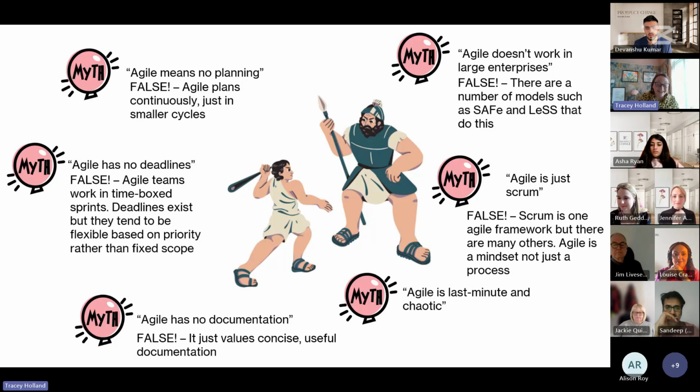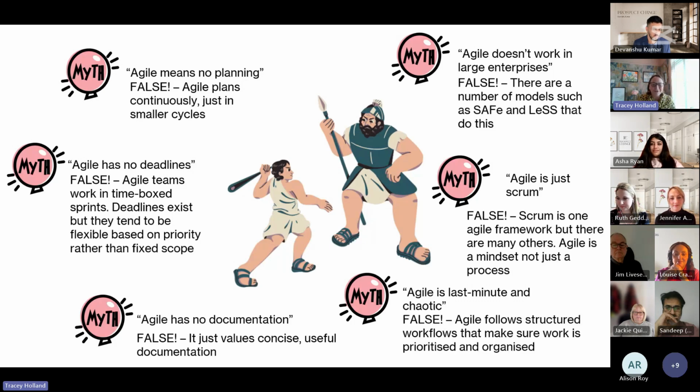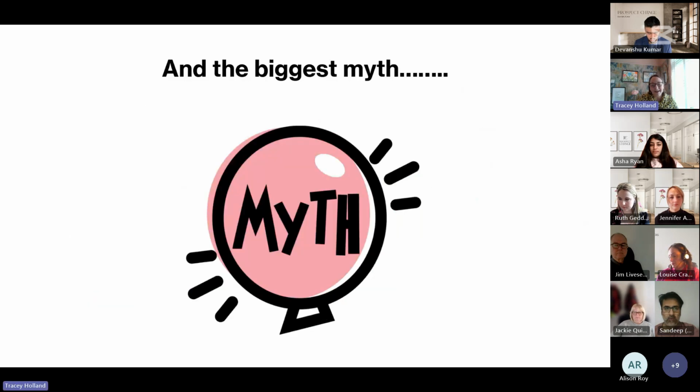And then the one that I used to think, actually, before I got to know Agile, is that it's just last minute and chaotic. Like, we don't need any plans. We're not beholden to anyone. We can just do whatever we want. And that's not true. It does follow some structured workflows that make sure the work is prioritised and organised, but in a slightly different way, perhaps, to the way that we might have done it in a more traditional project environment.